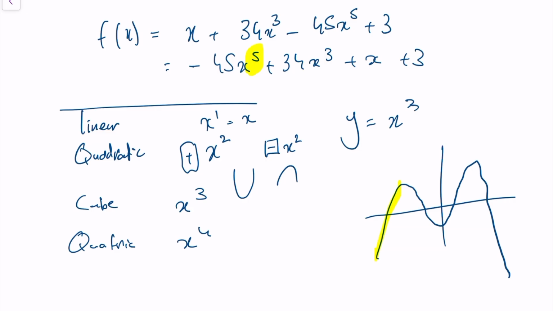Okay, so this has 4 directions. It's going up, and it's going down here, and it's going down there. So essentially, that's 4 different directions. That's why it's a quartic graph. All right. Now what we can understand is the different types of graphs we have.